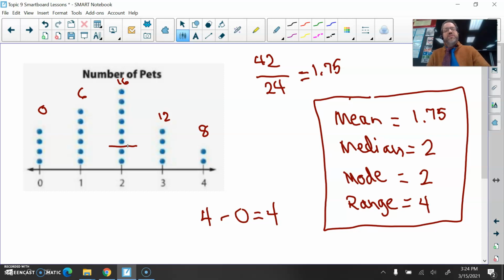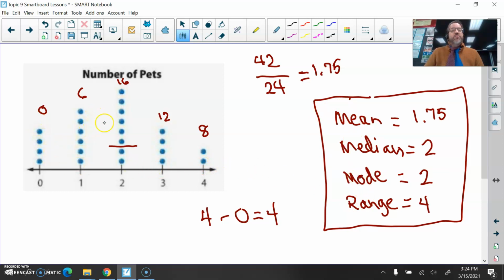I mean, that was the most common response. 1 pet was very common also. Having no pets and having 3 pets was equally common. 4 pets, only a couple kids had 4 pets. All right. So that's how you can find the mean, median, mode, and range.